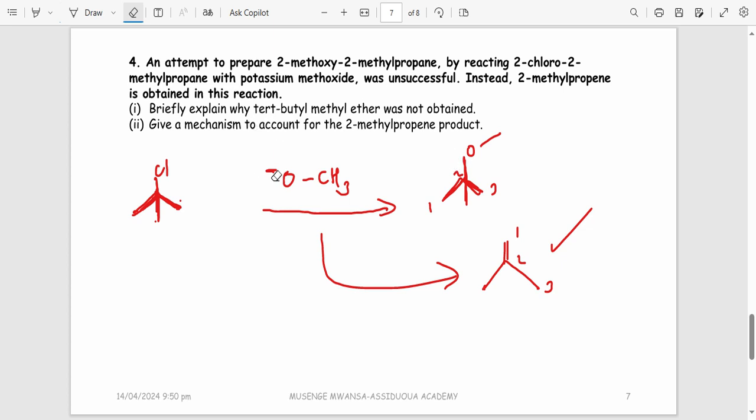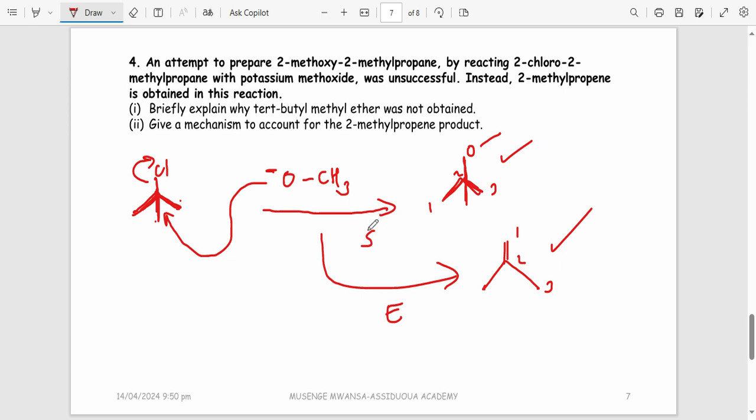So in the mechanism that you can see here, we did talk about SN reactions and E reactions. By elimination, you are going to form an alkene. And then by substitution, you are going to form the ether. So initially what was supposed to happen is that this guy was supposed to go and attack, and then we get to form our product. This guy was supposed to go and attack here, displacing the chlorine, and then we form our product there.